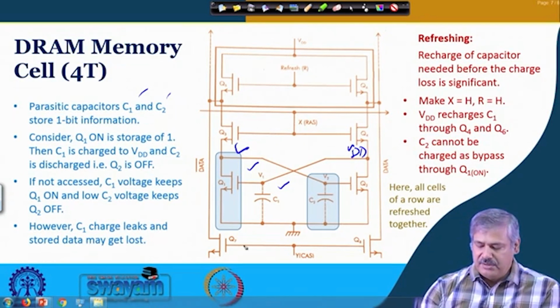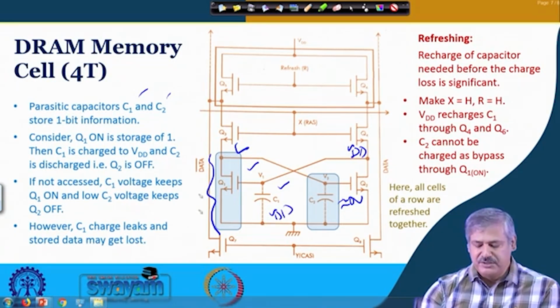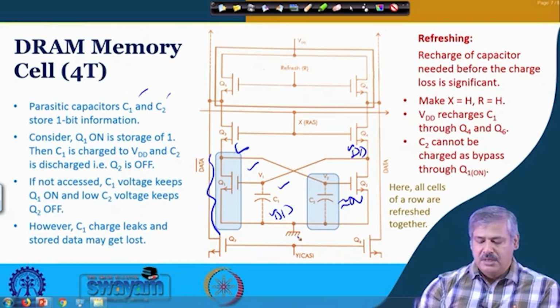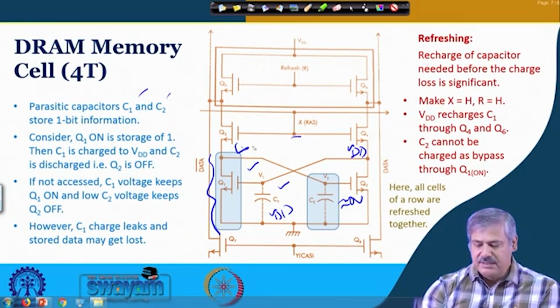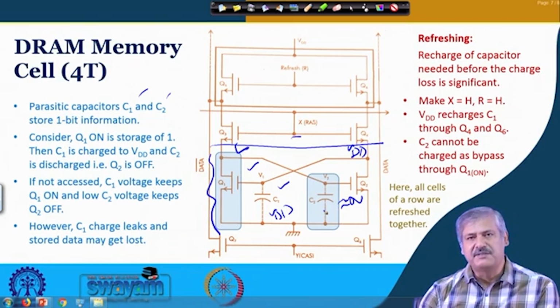That will be the case because this is on, meaning it is a low resistance path. So C2 will have almost 0 volt. Is it okay? So this is VDD and this is 0, because this is on and there is a path available. If not accessed, meaning X is low and Y is also low, this is isolated from the rest of the circuit. So it will maintain this value if these capacitances are not leaking. C1 will maintain its value, C2 will maintain its value. This is at VDD and this is at 0 volt.